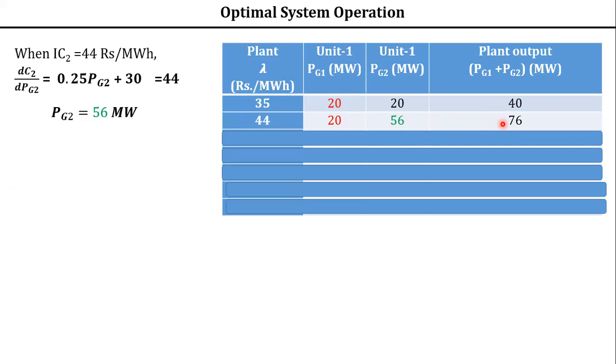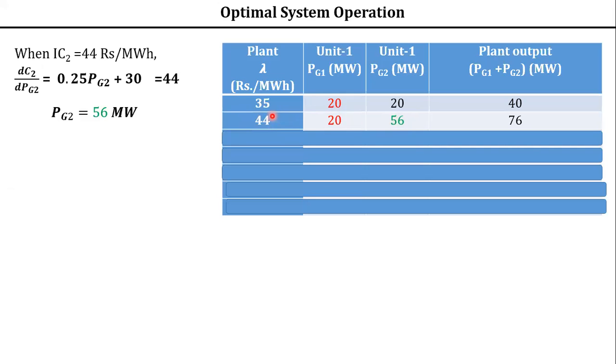Now onwards, what should we do? I will take different values of lambda and calculate the load on unit 1 and the load on unit 2. At light loads we got 35 and 44. So at 35 and 44, this is held constant. This is also 20, total is 40. So at 44 it is held constant and only unit 2 will take the load.